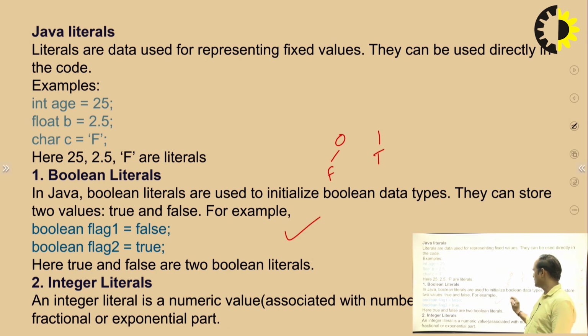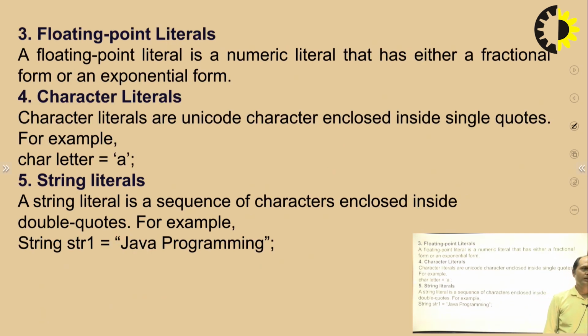A Boolean variable can take two values, either false or true. An integer literal is a numeric value without any fractional or exponential part. Floating point literals are numeric literals that have either a fractional form or an exponential form. Character literals are Unicode characters enclosed in single quotes, and string literals use double quotes.